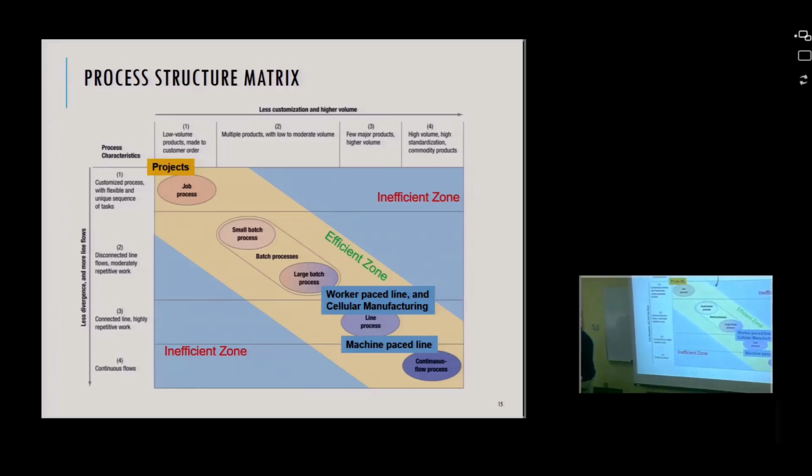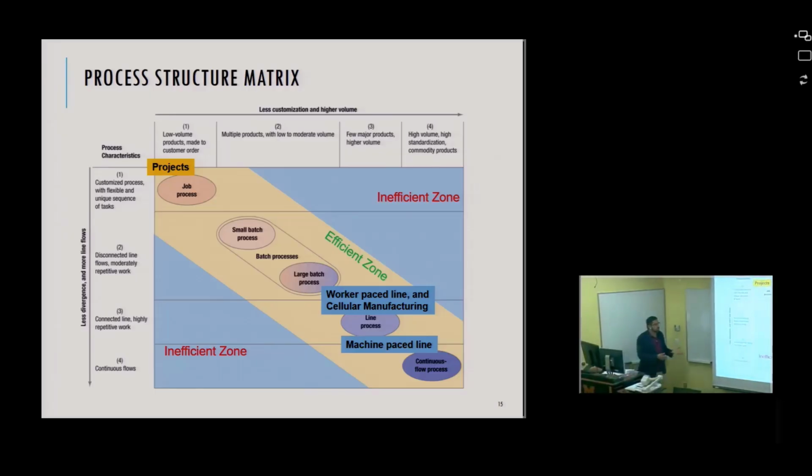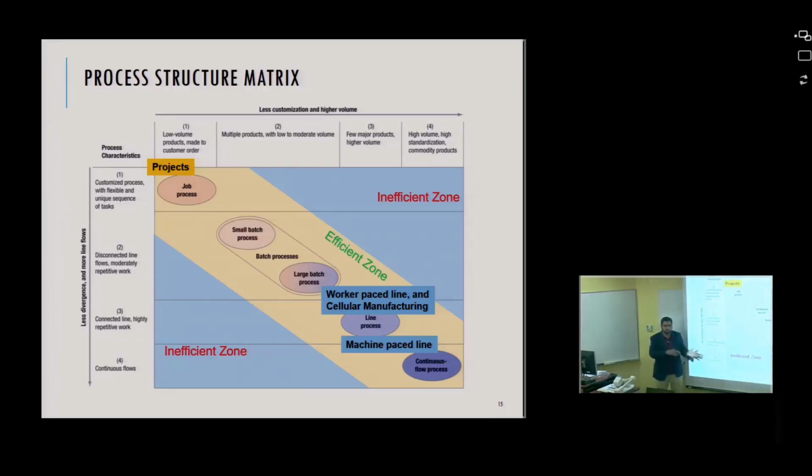So often it's not that companies were not in the efficient zone. At some point, companies are in the efficient zone, but when they try to add or remove products or grow, make decisions like that, they can go out of sync.